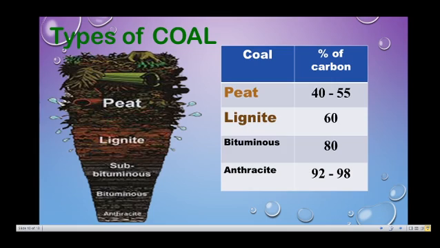Bituminous coal contains 80 percent carbon. It also has some moisture and some impurities. It is used especially to produce coke. The last form of coal is anthracite. It contains 92 to 98 percent carbon, and it produces a lot of heat energy because it contains mainly carbon. We can say it is a pure form of carbon. So it is used to produce a lot of heat energy. These are the few types of coals.